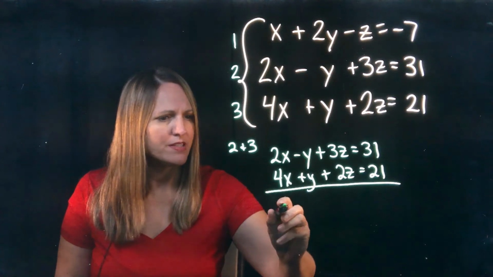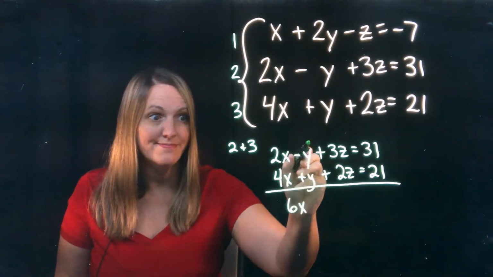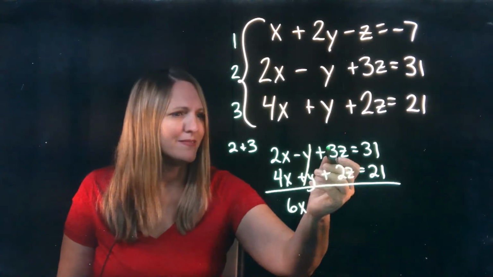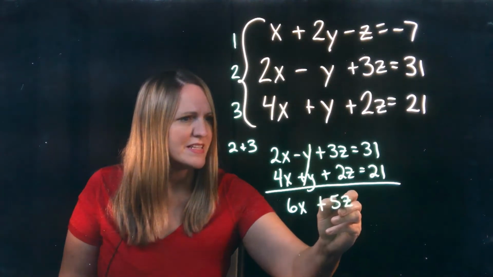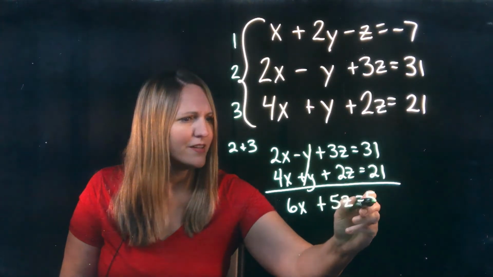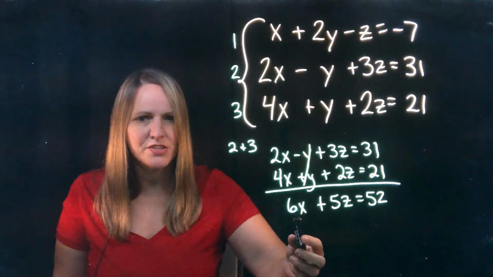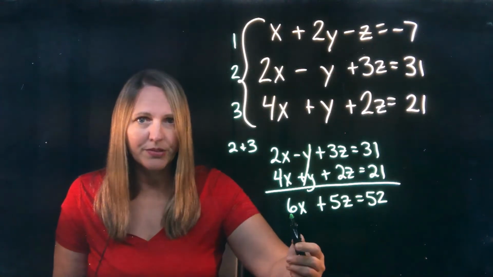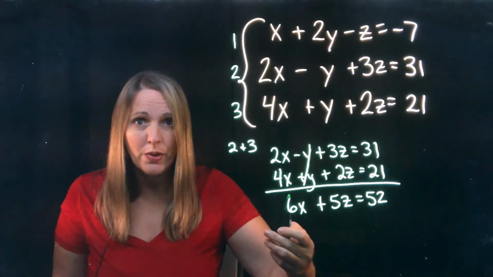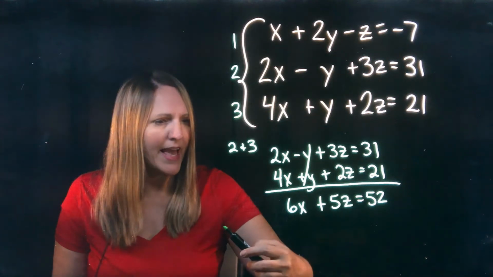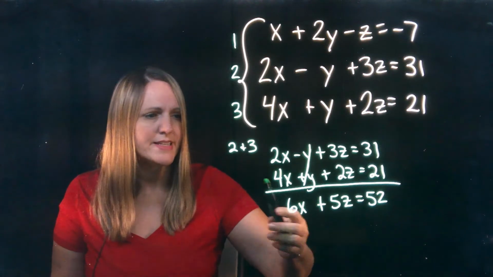So 2 plus 4 is 6. The y's, -1 plus 1, are eliminated, as we expected. And 3z plus 2z is 5z. And when I add these together, I get 52. So now I have a new equation that only has 2 variables. In order to solve an equation with 2 variables, I'll need 2 equations. So I need to do this again and get another new equation that only has x and z.